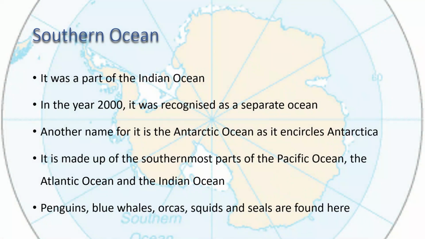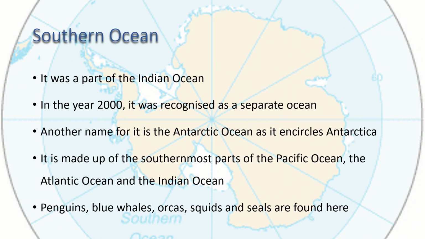Now we come to the last of our oceans, the Southern Ocean. The Southern Ocean, children, was a part of the Indian Ocean, but now it is also known as the Antarctic Ocean. It is made up of the southernmost waters of the world ocean, all the area south of the 60-degree latitude, and it encircles Antarctica.